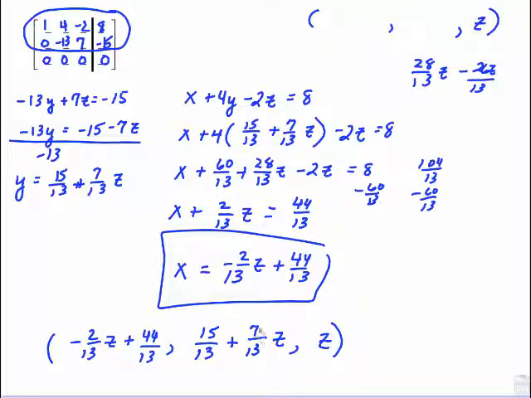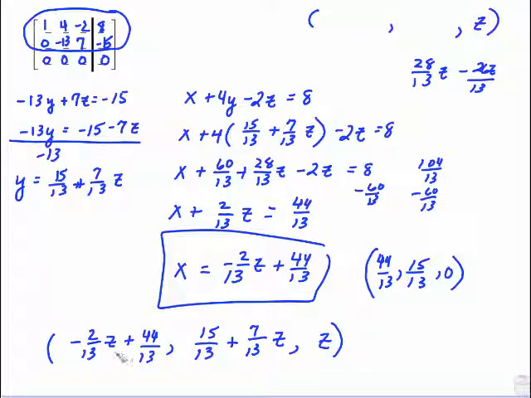Remember what this stands for. These are the expressions that will generate every solution. You'd have to pick a value for z. Let's say z is 0. If I put 0 in here for z, this would be 44/13, comma, put a 0 in here, 15/13, comma, 0. That is a solution to the original system that we started with.